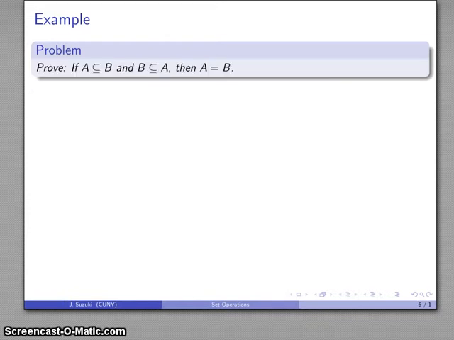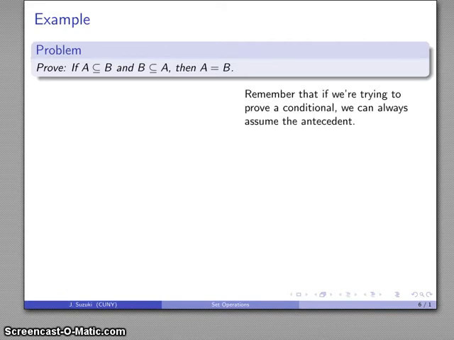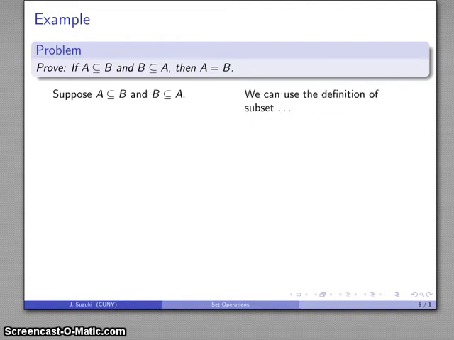Well, let's take a look at another example. Let's prove that if A is a subset of B and B is a subset of A, then A and B are equal. Well, I'm trying to prove a conditional, if something, then something. And because I'm trying to prove a conditional, I can always assume we have the antecedent, the if part. So I know that A is a subset of B, and I also know that B is a subset of A. So I suppose that's true.